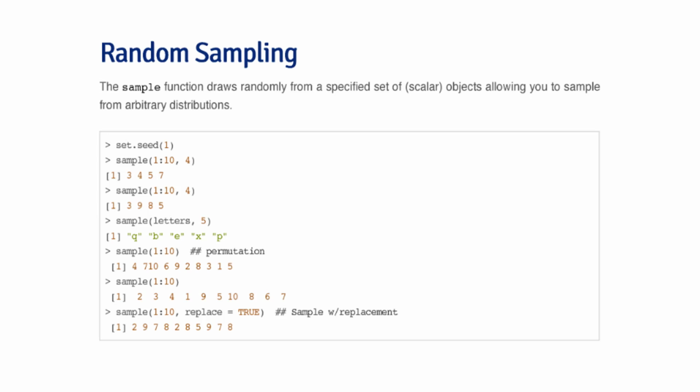I don't have to just sample numbers. I can sample letters if I wanted to. So here I'm taking the letters A through Z and I'm just going to sample 5 of them without replacement. And I just get Q, B, E, X and P.